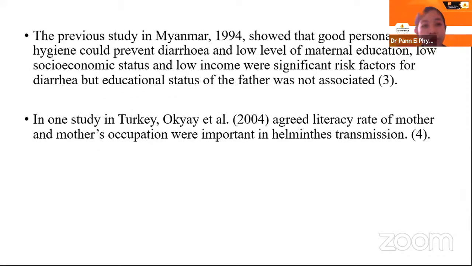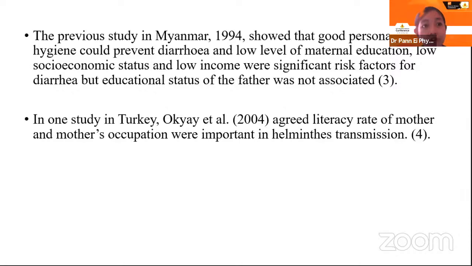The previous study in Myanmar in 1994 showed that good personal hygiene could prevent diarrhea, and low levels of maternal education, low socio-economic status and low income were significant risk factors for diarrhea. Low educational status of the father was not associated. In one study in Turkey, 2004, literacy rate and mother's occupation were important in helminth transmission.